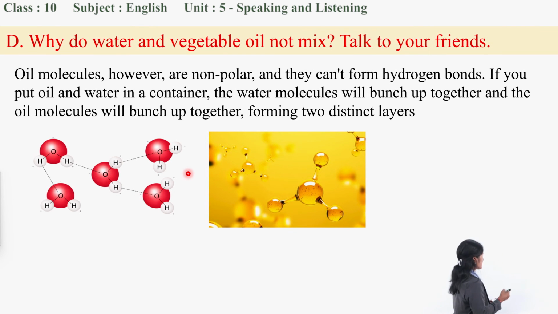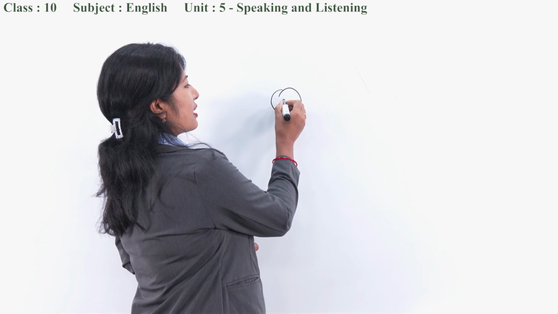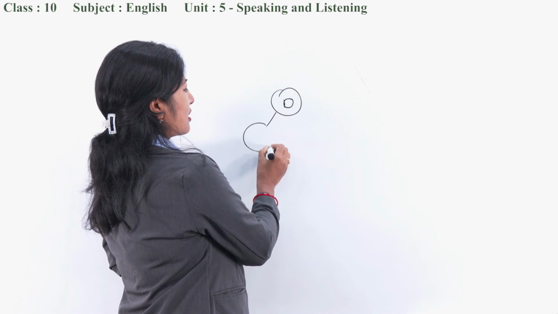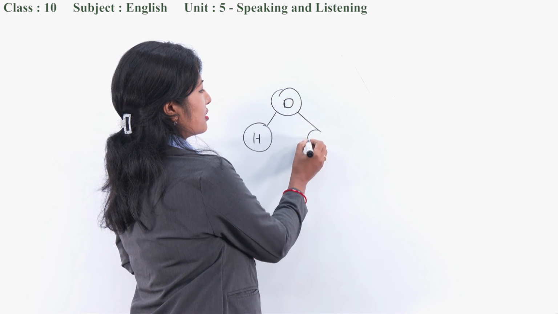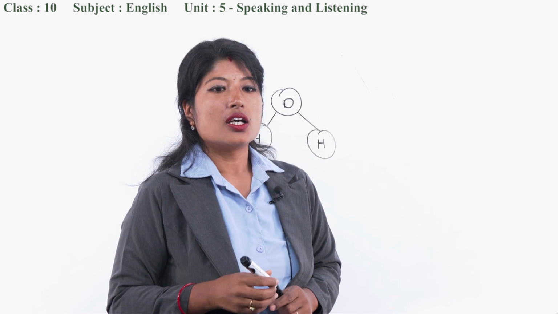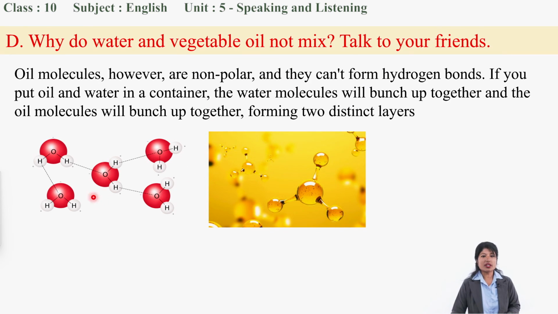Like what was that? One O, right? Oxygen and another 2 hydrogen, right? We have already learned this is a water molecule. So like that, oil also has its molecules, oil molecules. Oil molecules, however, are non-polar. It is called non-polar, and they can't form hydrogen bonds.